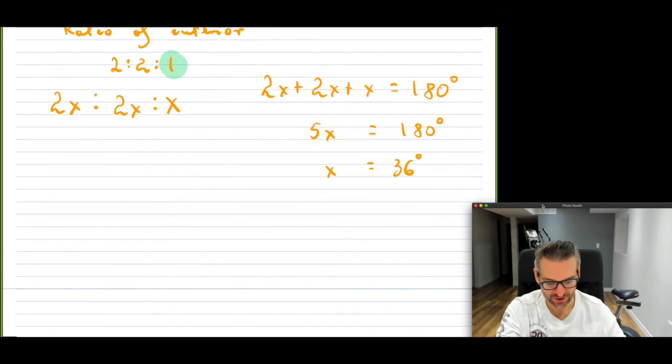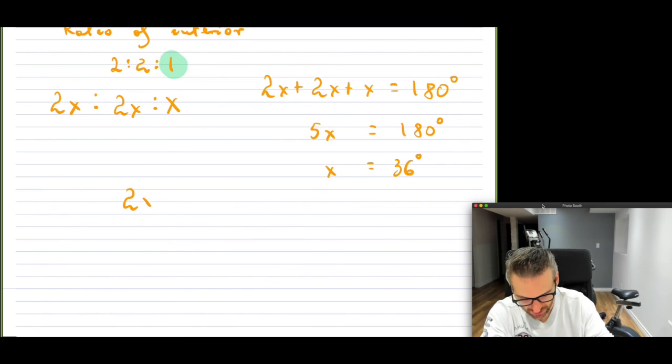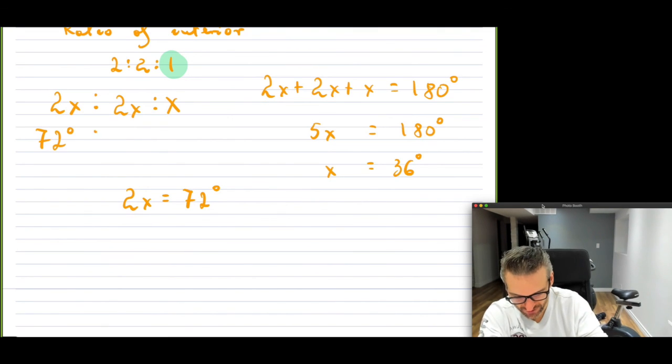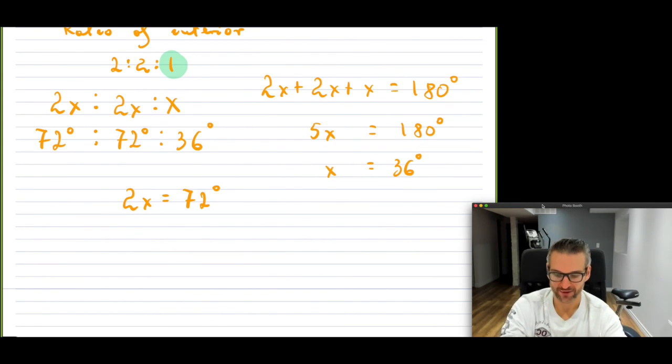So that's x. And that tells me that 2x is equal to 72 degrees. So I would have 72 degrees, 72 degrees and 36 degrees. And now the question is, is this possible in a triangle? Yes, of course. All the angles are summing up to 180. So basically this is a triangle with two of the same angles, and one is 36.